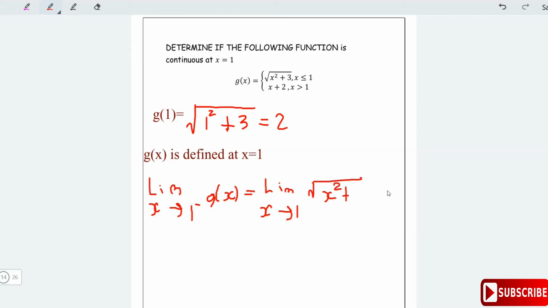And so plug in 1 now, and we're going to get 2. So the limit from the left-hand side is 2. Let's check out the limit from the right-hand side.